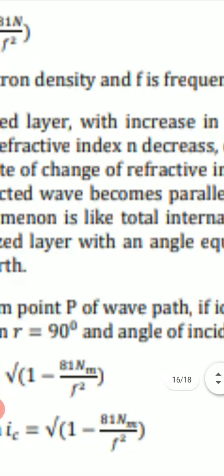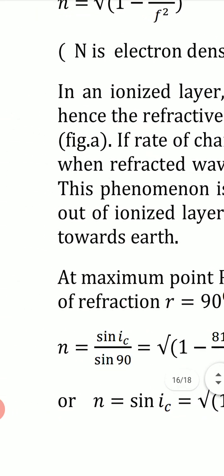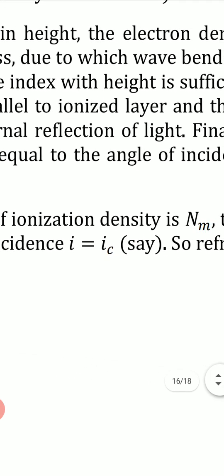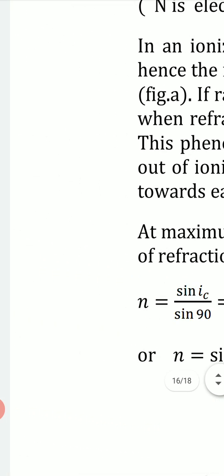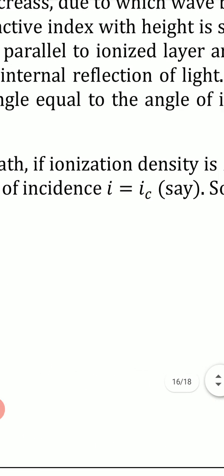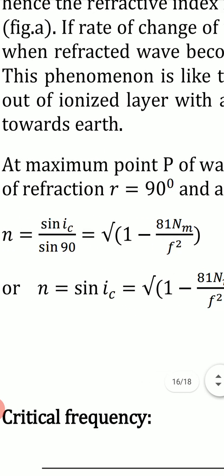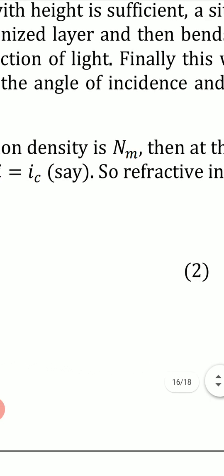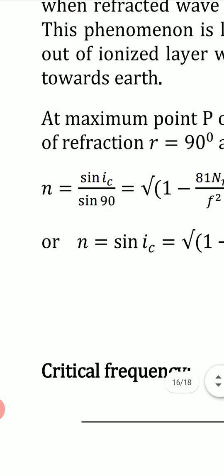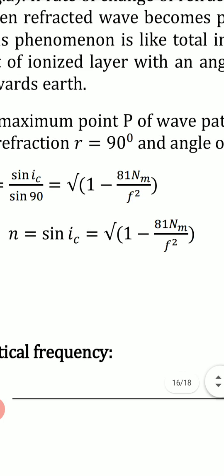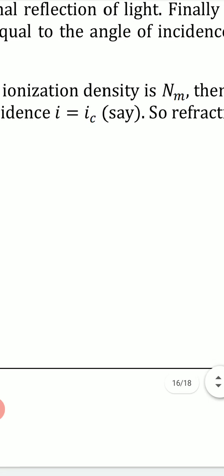If the rate of change of refractive index with height is sufficient, a situation comes when the refracted wave becomes parallel to the ionized layer and then bends downwards. This phenomenon is like total internal reflection of light. Finally, this wave emerges out of the ionized layer with an angle equal to the angle of incidence and returns back towards Earth.